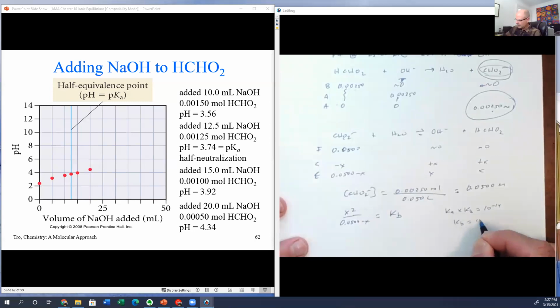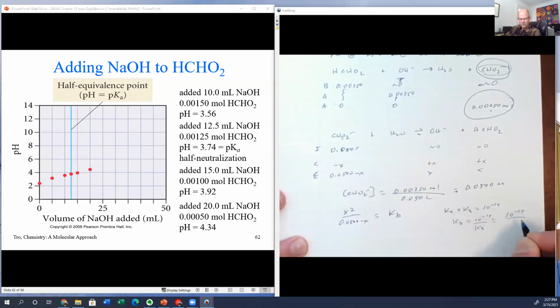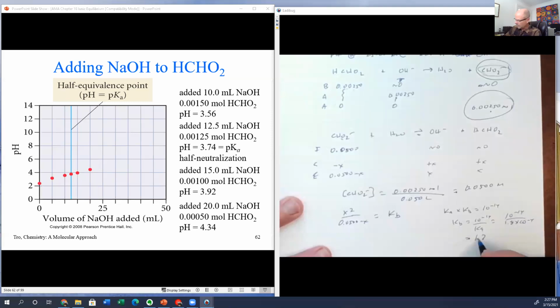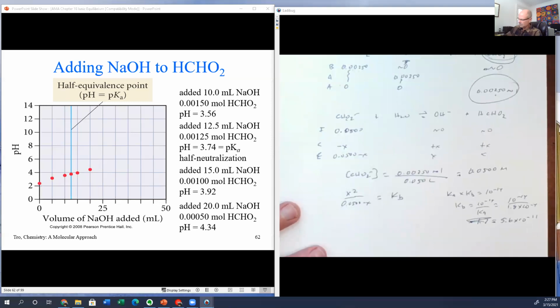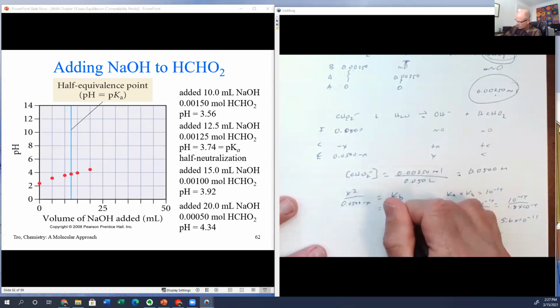So Kb is equal to 10 to the minus 14 divided by Ka, which is 1.8 times 10 to the minus 4. Sorry, that turns out to be equal to 5.6 times 10 to the minus 11. Okay, so that's what Kb is equal to.